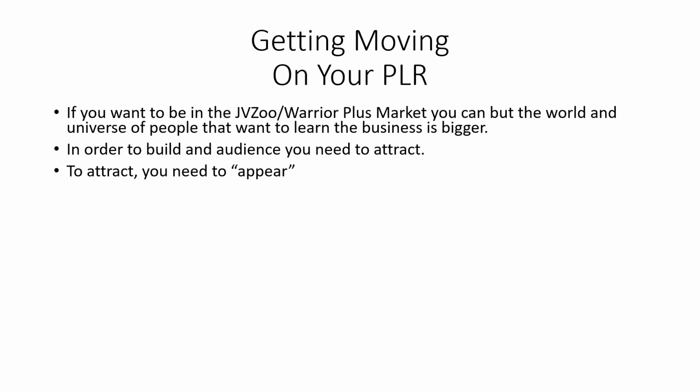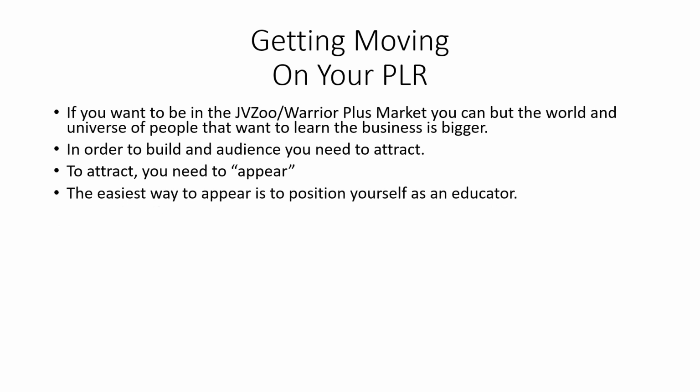How are you going to be visible? Now, again, we're talking about, well, how do I attract these people? How do I become visible to them? The easiest way to appear is to position yourself as an educator. That means that you go into the market, the sub-market, the sub-niche, and you decide that you're going to be a reliable source of information, that you are going to teach. And it doesn't mean that you've got to be the person that knows the most. Doesn't mean that you're going to be the person that was the first person there. You're not always going to be that person.